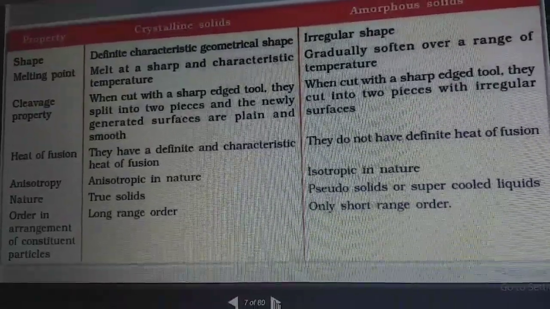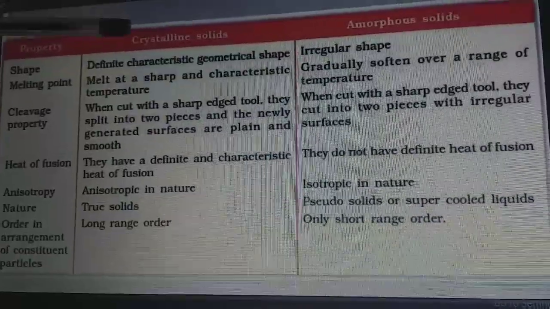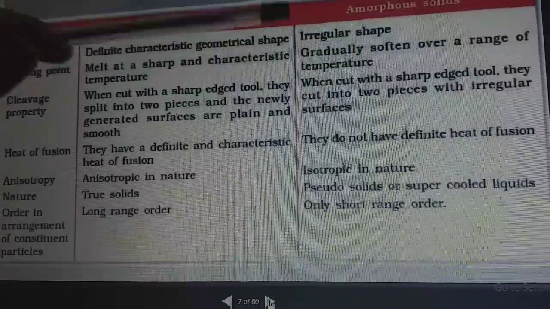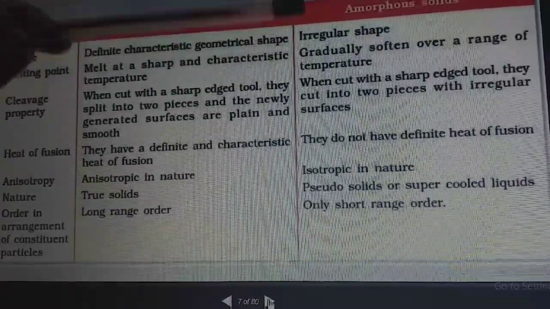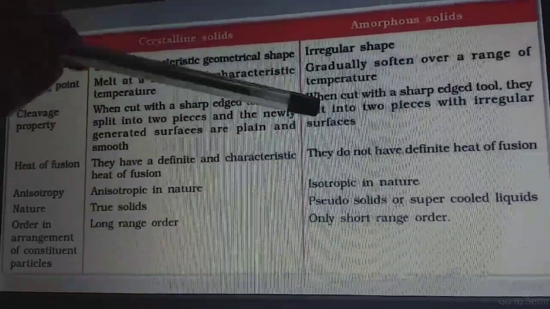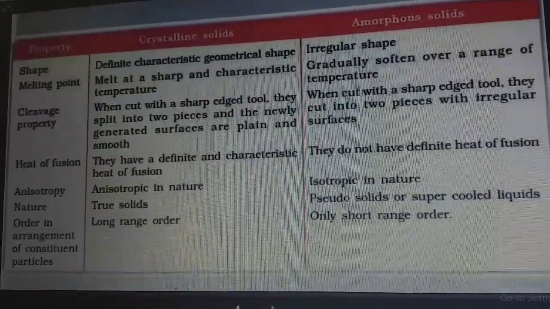So like that, you get a clean cleavage when you cut crystalline solids with a knife. But in the case of amorphous solids, when you cut with a knife or a sharp-edged tool, they cut into two pieces with irregular surfaces. You won't get a smooth surface there.